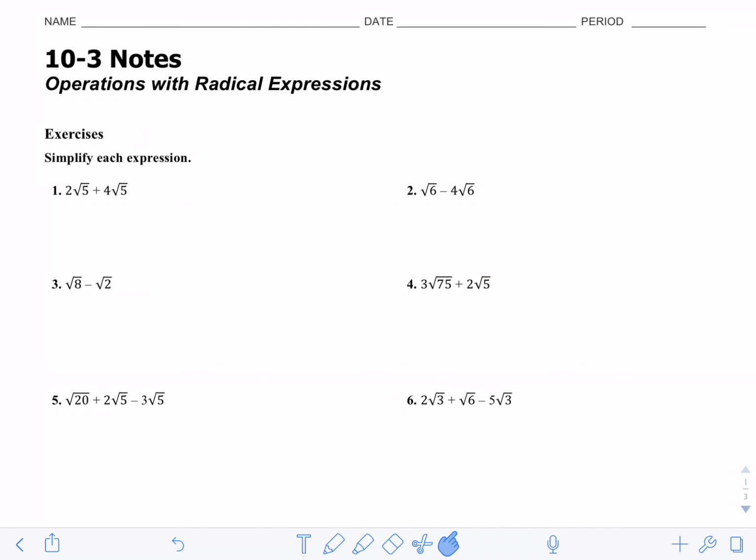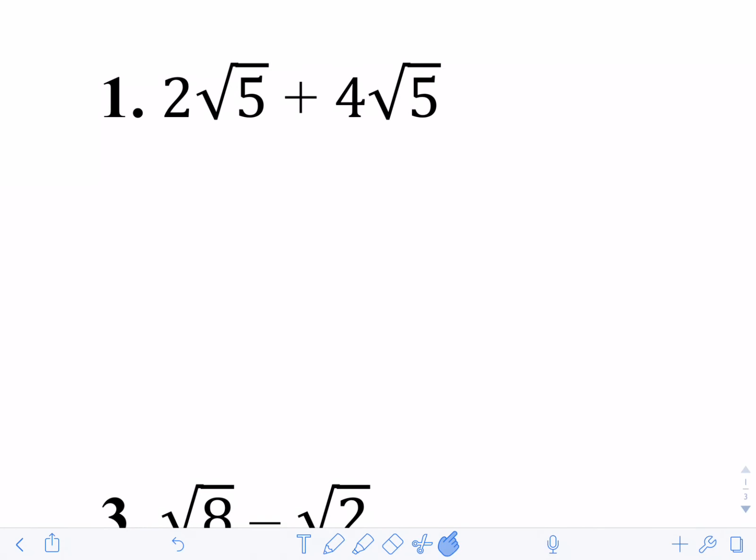Alright, these are your 10-3 notes. All we're doing is operations with radical expressions. So here we're going to be adding, subtracting, and multiplying. So for this first one here, you have 2 square roots of 5 plus 4 square roots of 5.